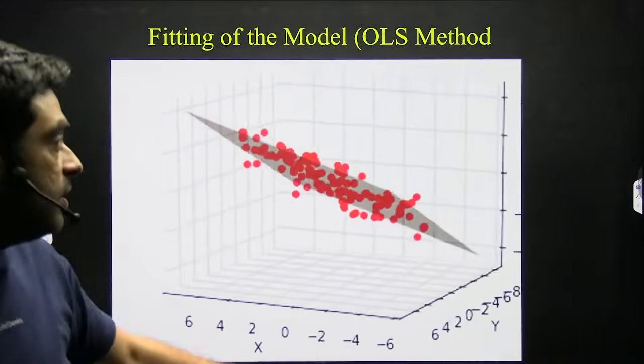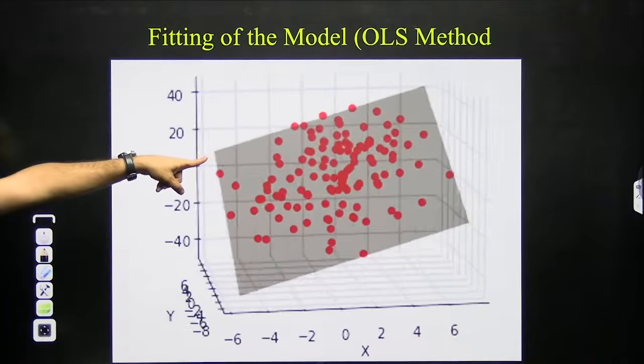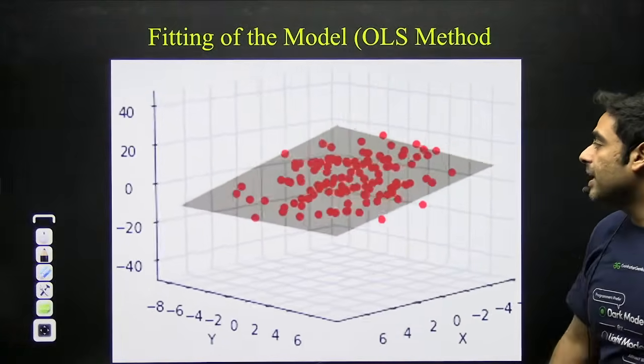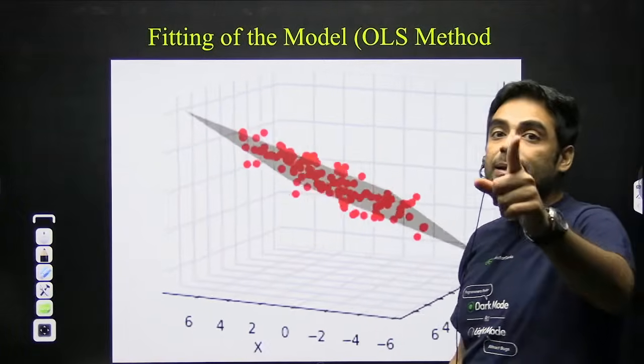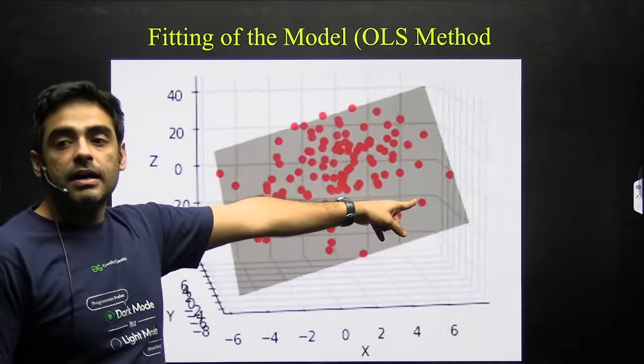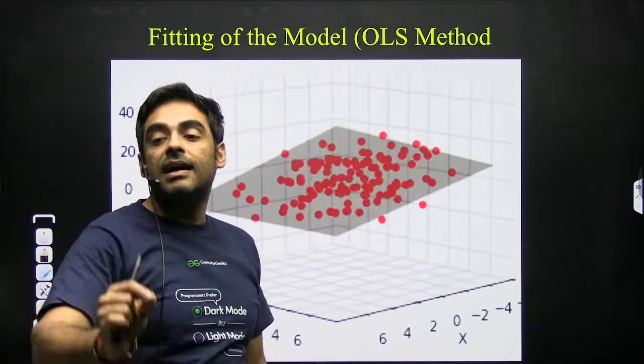So this animation would make everything crystal clear. Instead of a line, what is fitted? A hyperplane is fitted. And what are these red dots? These are the data points.